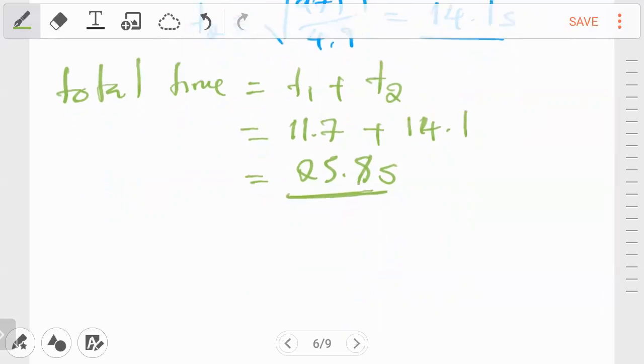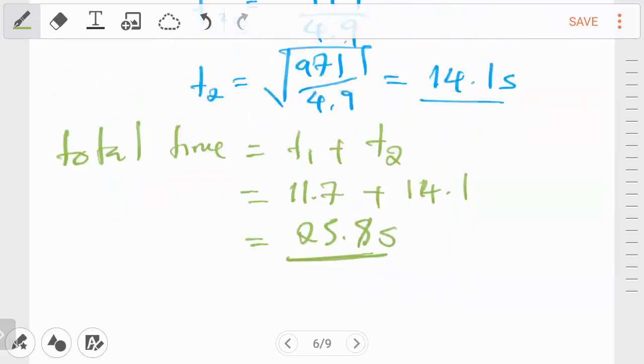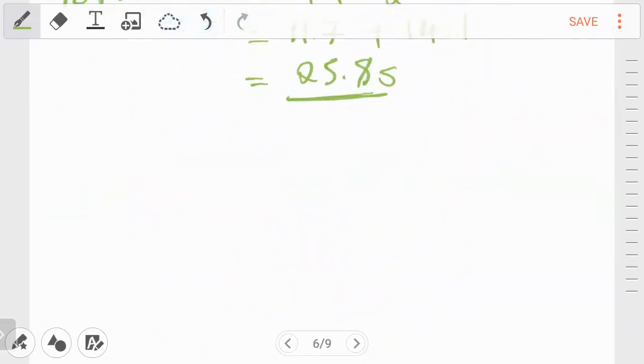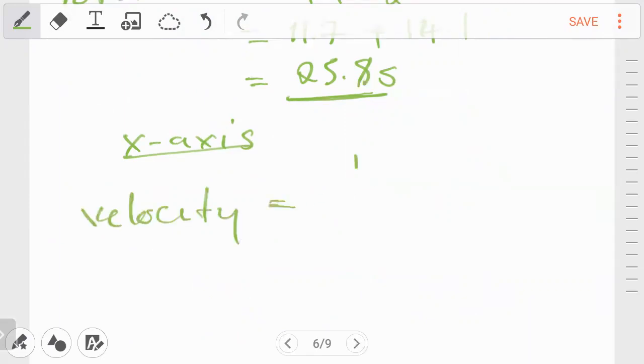Now, the next thing that we want to obtain is the range, the second part of the question. So the range is now in the x-axis. In the x-axis again, there's no acceleration. Because there's no acceleration, the velocity is equal to the displacement divided by the time. Again, the displacement is the range.